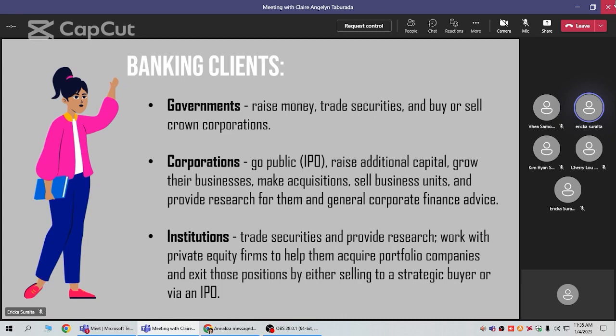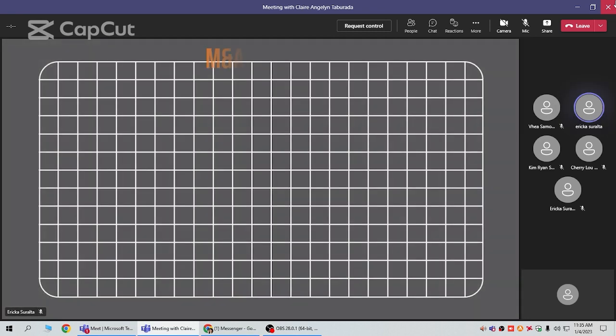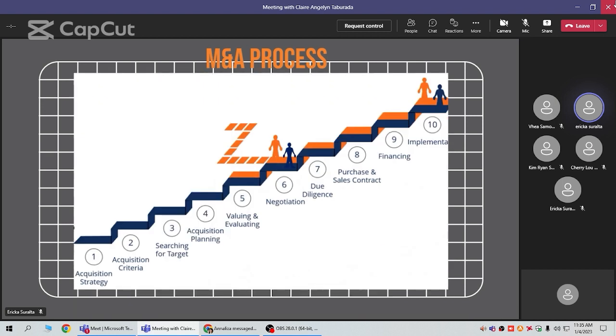Then here in the M&A process, we have this kind of process from 1 to 10. First, the acquisition strategy. The next is the acquisition criteria, then searching for target, then acquisition planning, and valuing and evaluating, then of course negotiation between the institutions and the corporation, then due diligence, purchase and sales contract.